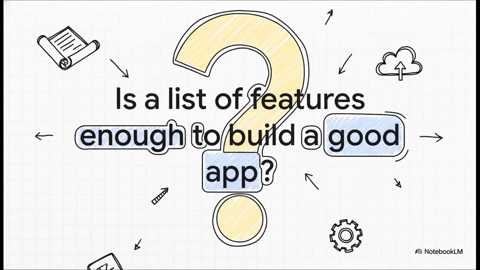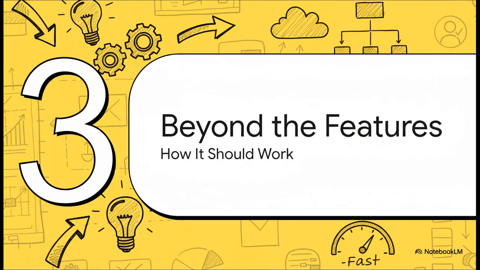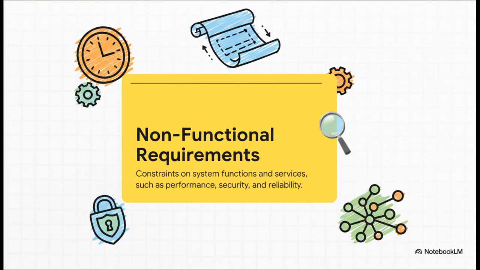We can start coding? Ha, not even close. Knowing what an app does is literally only half the story. How it does it, how it feels, how it performs, that's just as important, maybe even more so. So now, let's move beyond what the app does and really focus on how it does it. This is where we start talking about the qualities, the constraints, the stuff that separates a clunky app from a truly great one. And you guessed it, these have a name too: non-functional requirements.